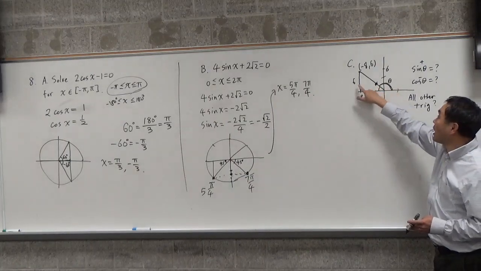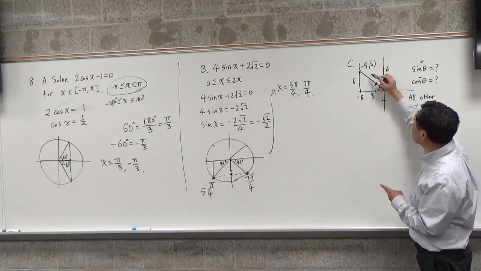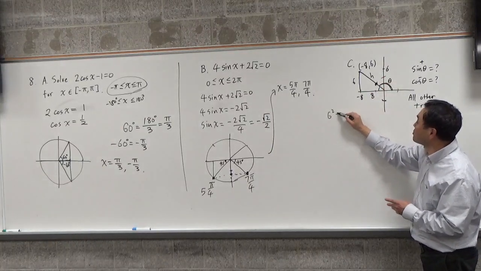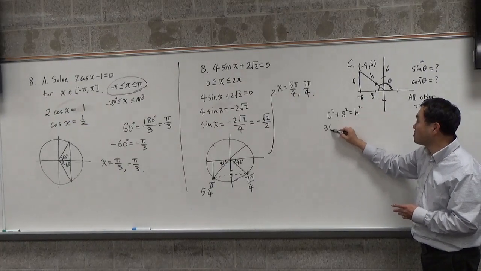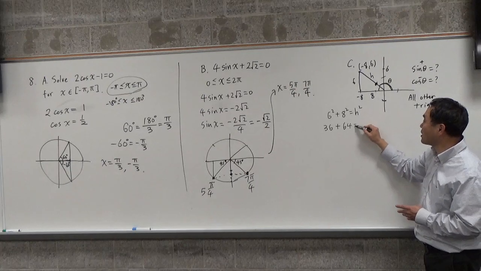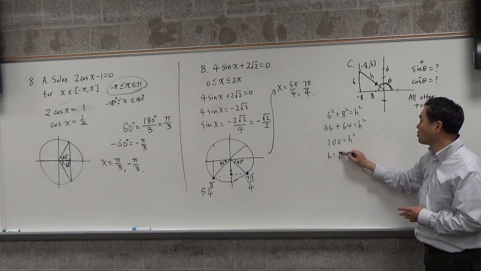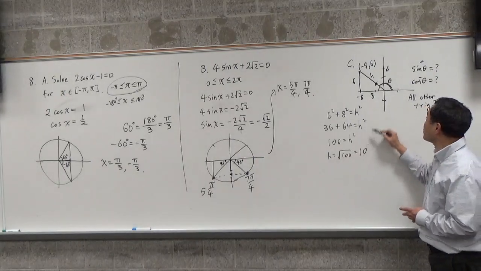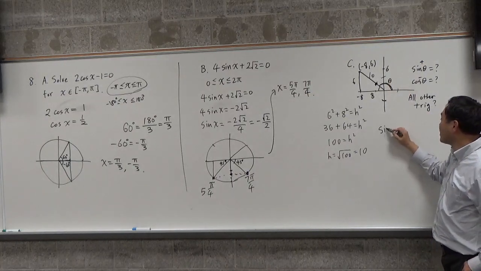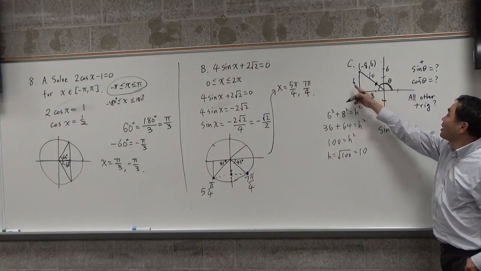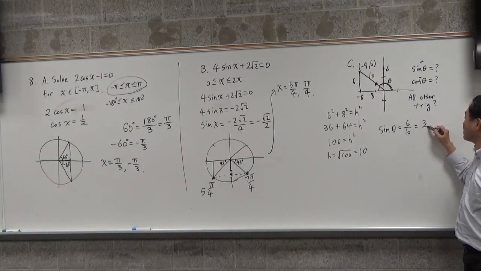So for this angle, what is sine? Sine is opposite over hypotenuse. That means we need to figure out this length. How do you do that? Pythagorean theorem. 6 squared plus 8 squared is the hypotenuse squared. 6 squared is 36, 8 squared is 64, that's 100. So h must be the square root of 100, which is 10. So I have this as 10.